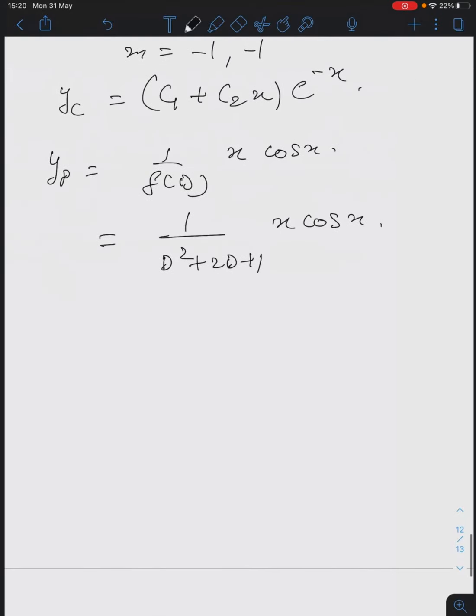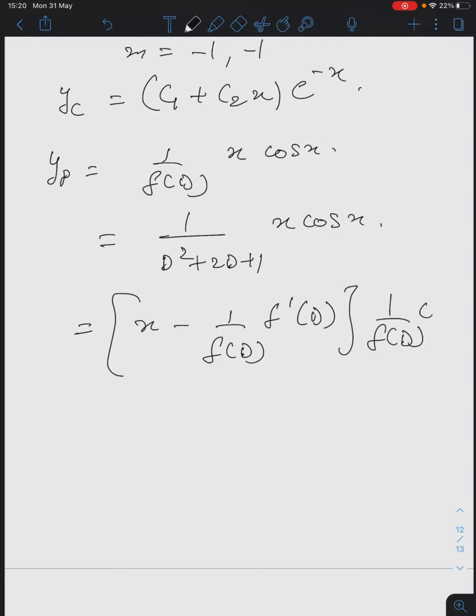But what formula do we have to apply here? It is x minus 1 by f of D, f dash of D, this whole thing into 1 by f of D on just cos x. For x you have already written this formula; 1 by f of D on cos x you need to write. Okay, so this will be x minus.